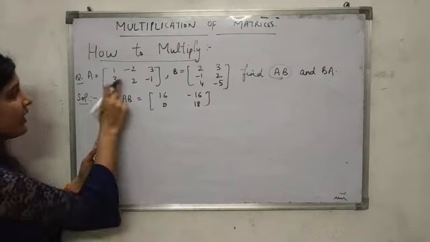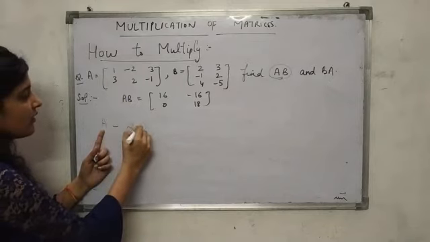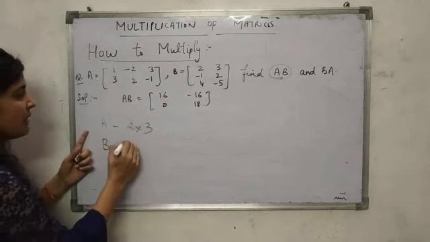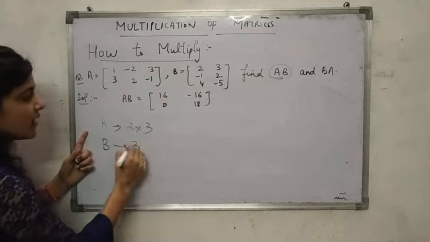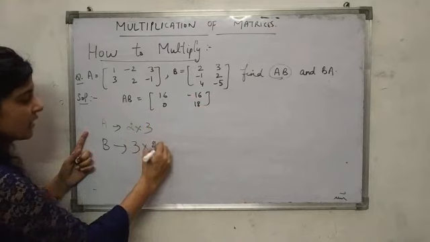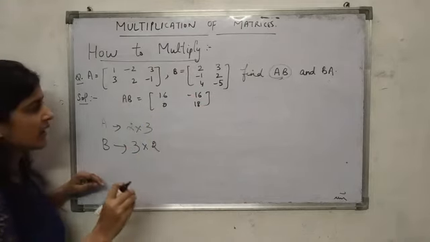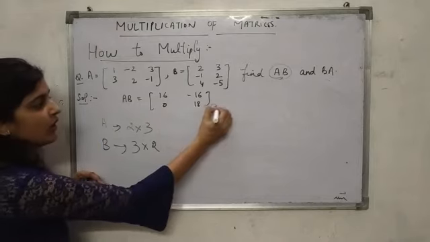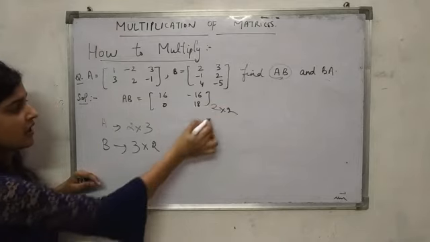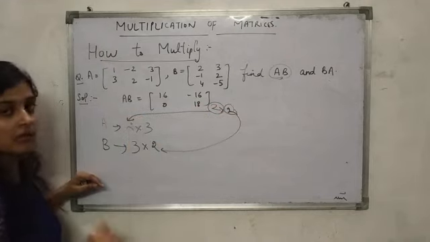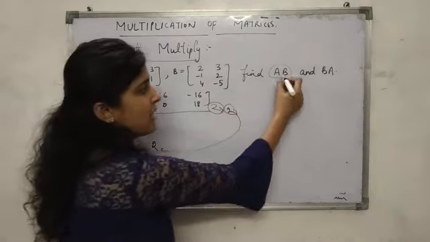What is the order of A? 2 rows are there and 3 columns are there. 2 cross 3. B is having order 3 rows and 2 columns. Clear? Now look here. You will definitely get the result yourself. What is the order? 2 cross 2. That means this 2 comes from here and this 2 comes from here. Means what will be the order of AB?